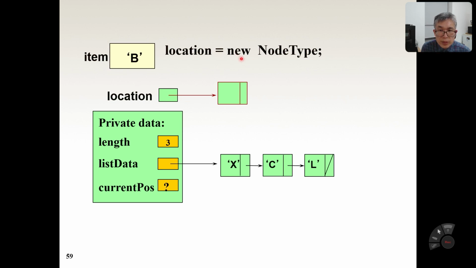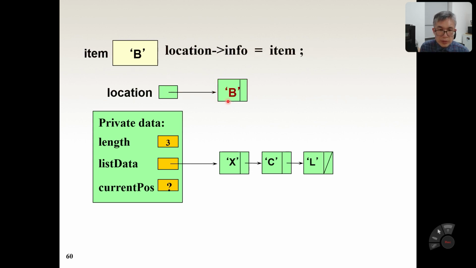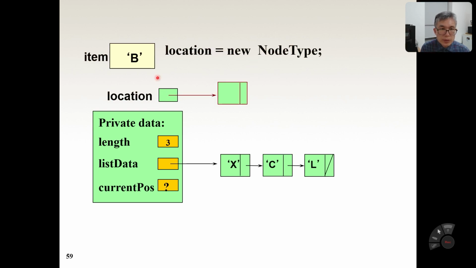So we create a node type. This is a node type, with a value and the next pointer to the next node type. So we create the node, and a local variable points to this one, and then this value location info is set to item. We assume the local variable item's value is B.